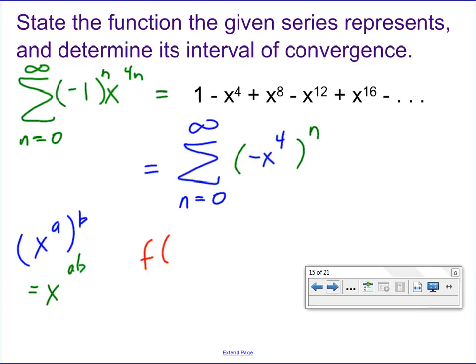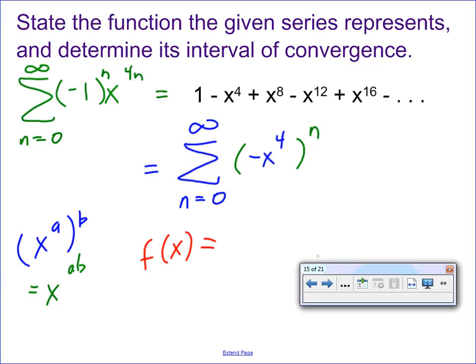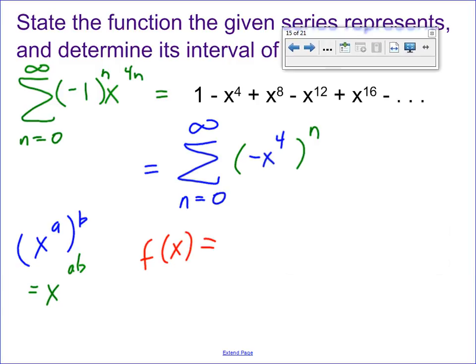I know that this is given by the function, right? First term is 1 over 1 minus, instead of r, instead of x, what am I going to put? -x to the fourth. That's it. Which in turn then will be rewritten as 1 over 1 plus x to the fourth, or x to the fourth plus 1. That's pretty sweet.